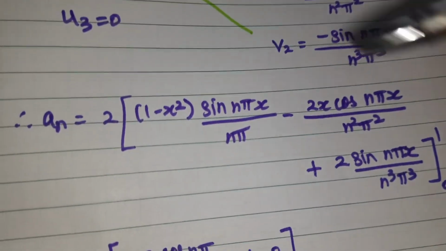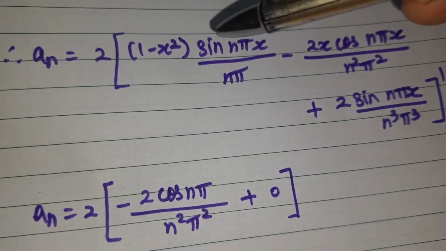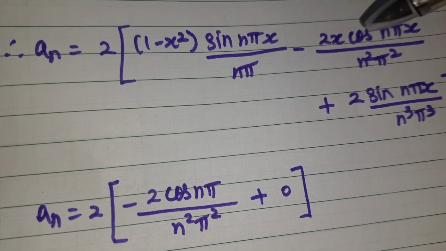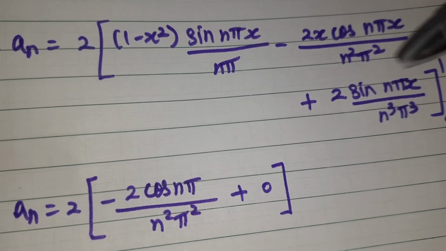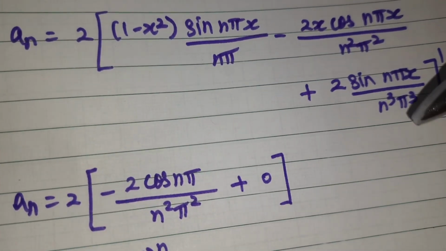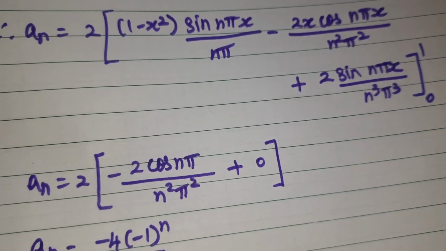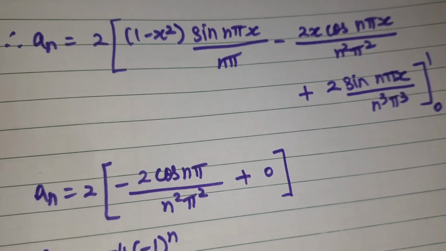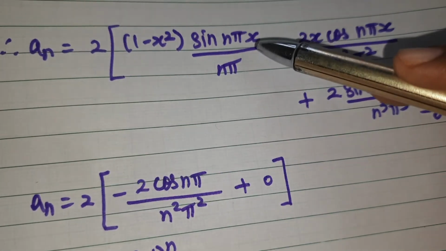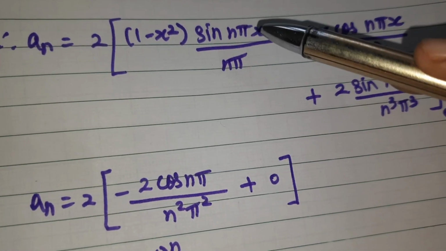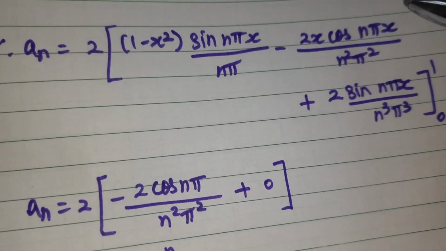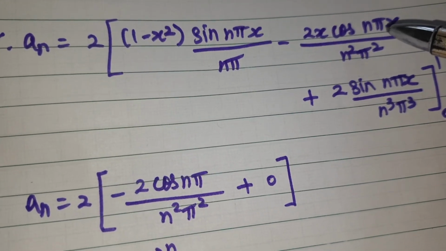Therefore a n is equal to 2 into [(1 minus x square) into sin n pi x divided by n pi, minus 2x into cos n pi x divided by n square pi square, plus 2 into sin n pi x divided by n cube pi cube] over the interval 0 to 1. So substitute 1 and 0. If we substitute 1, sin n pi is 0. Here cos n pi is minus 1 the whole power n.